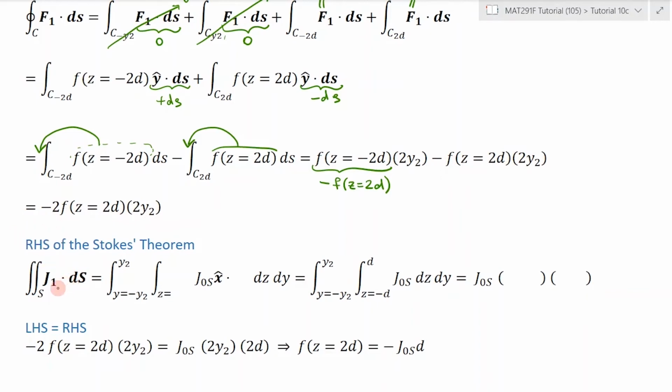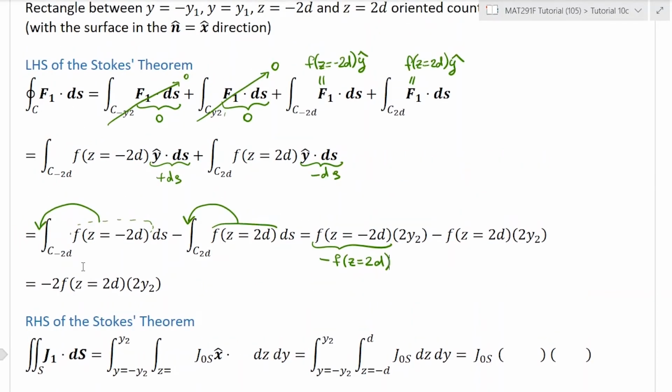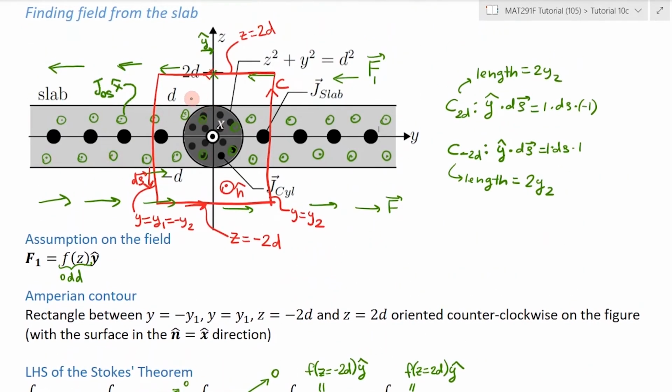Now let's do the right-hand side. On the right-hand side, we have the flux of the current density through the surface that's defined by this contour. Now, there are infinitely many surfaces, but let's choose the one that's flat because it's the most convenient one in this particular case.